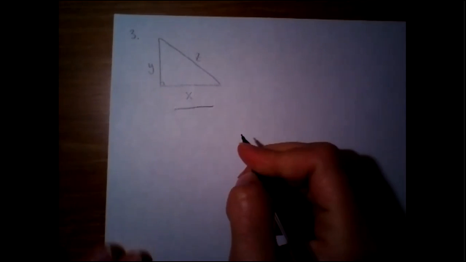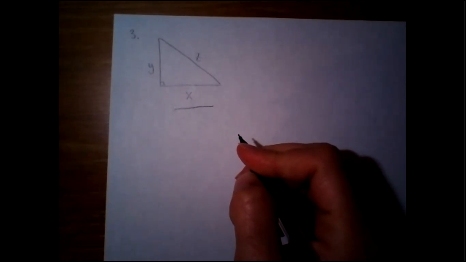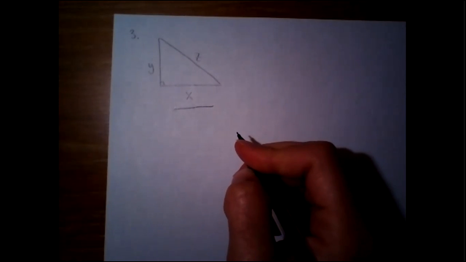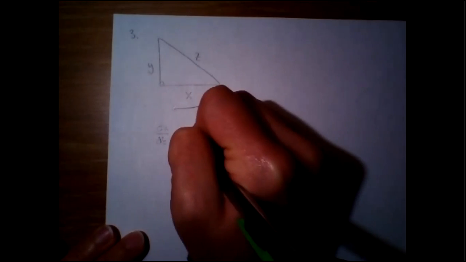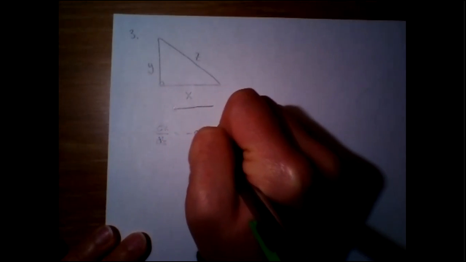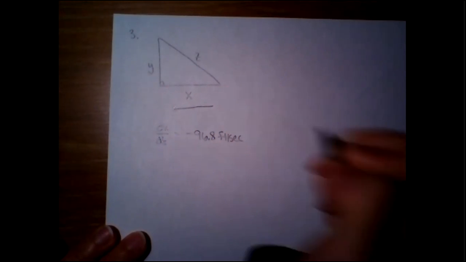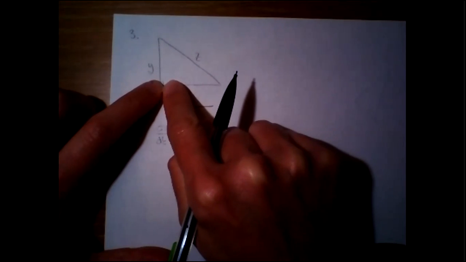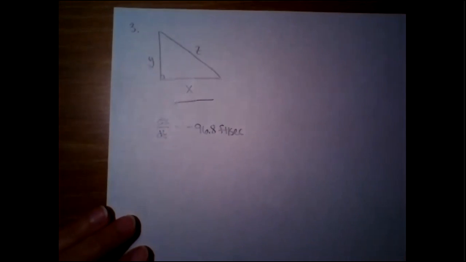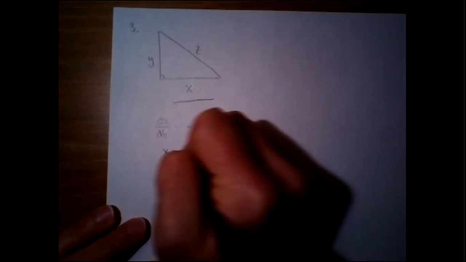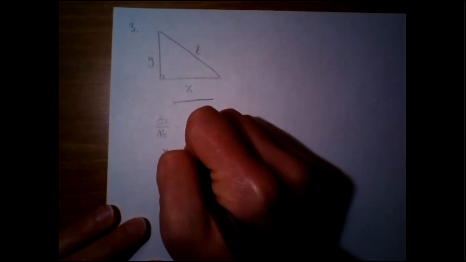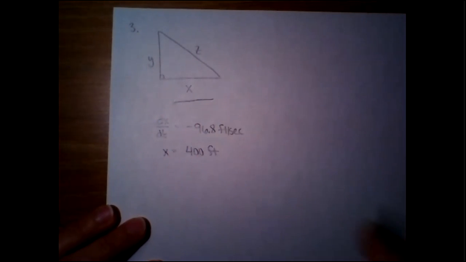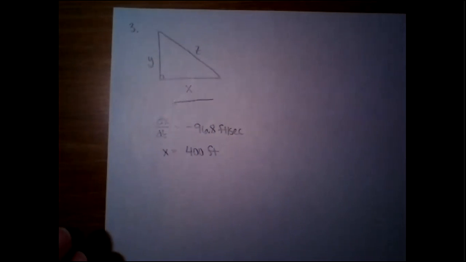So let's do the car first. The car is going this way, and the car's rate was 96.8 feet per second. So dx/dt is negative 96.8 feet per second. It is negative because that distance is decreasing. And at the moment when we've paused, the car is 400 feet away. So that was for the car.